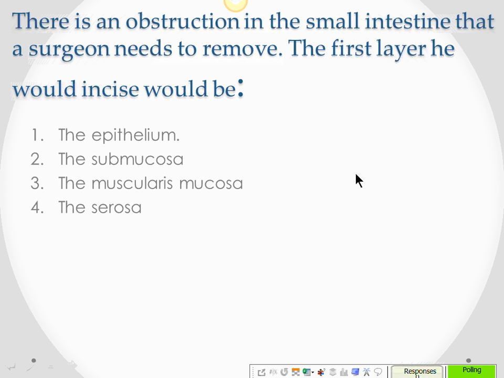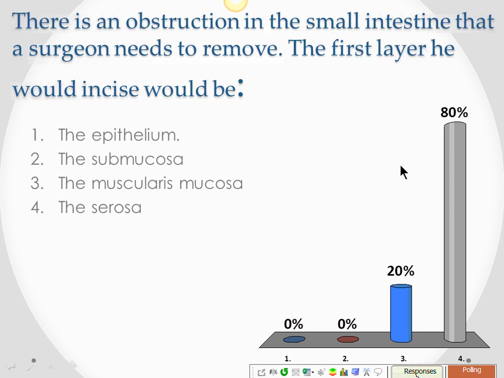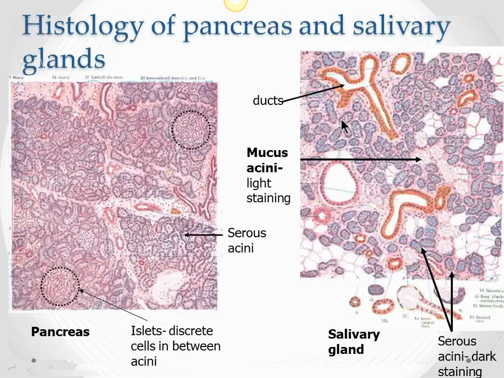Now let's say there's an obstruction in the small intestine which a surgeon has to remove. Which is the first layer he would incise? He's opened up the abdominal cavity, seen the intestines, and thinks there's an obstruction there. Which is the first layer he would have to cut in order to get in to remove that obstruction? The serosa, yes, the outermost layer. That's what he's going to incise. So you must know the order of these layers.